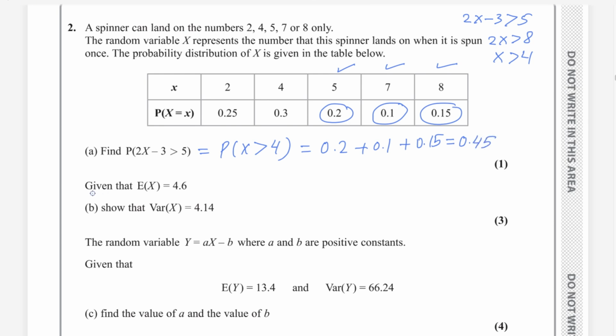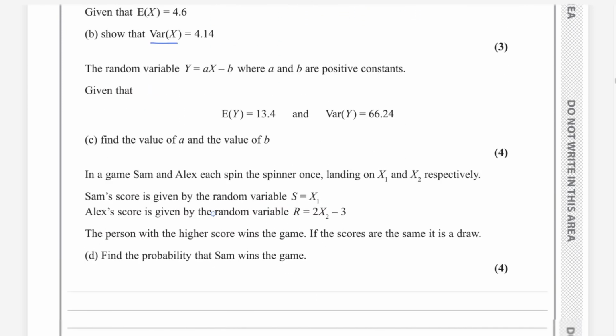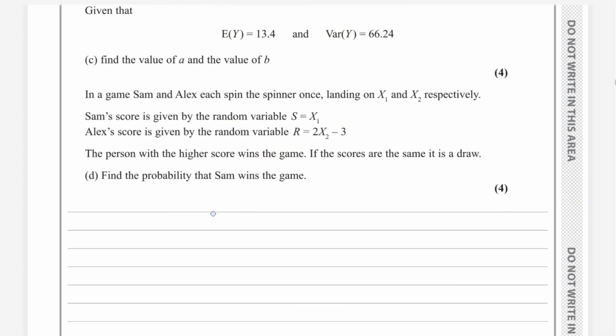Now, given that expected value of x equals 4.6, show that variance of x equals 4.14. For the second part, you should know the formula of variance in terms of expected values. Let me write that formula for you. You have to memorize this one. Variance of x is equal to expected value of x square minus expected value of x whole square. This formula you have to memorize. It is given in your book.